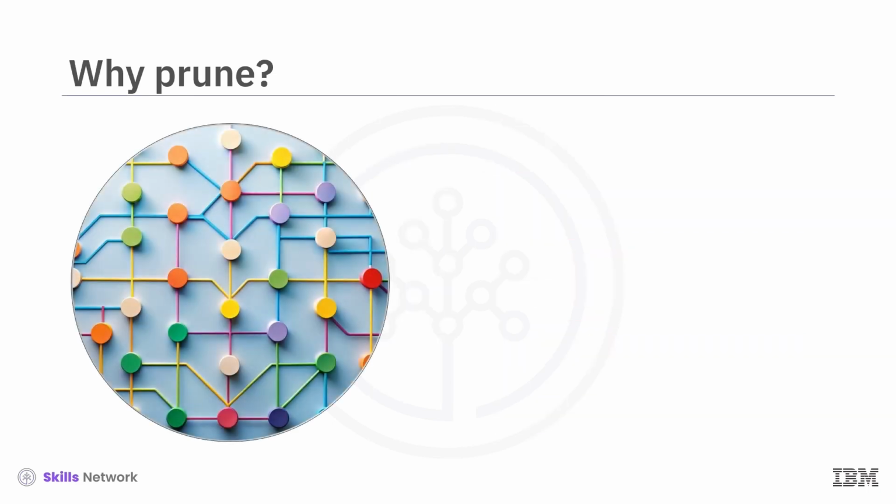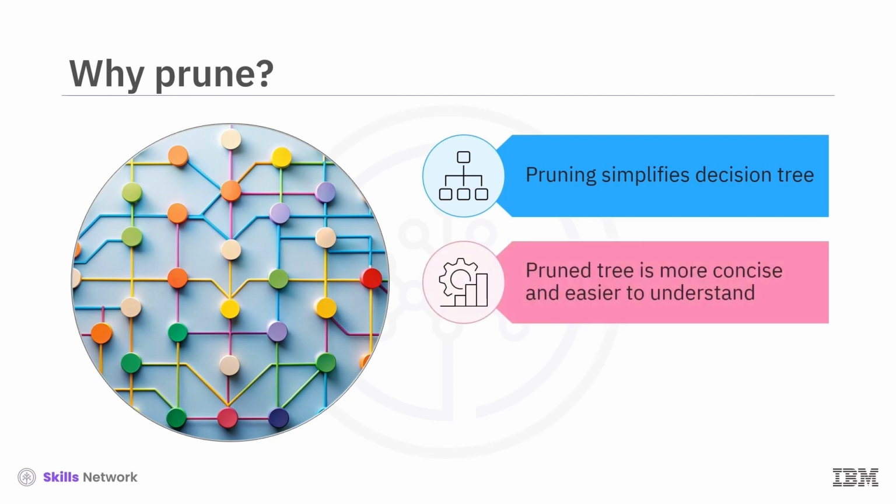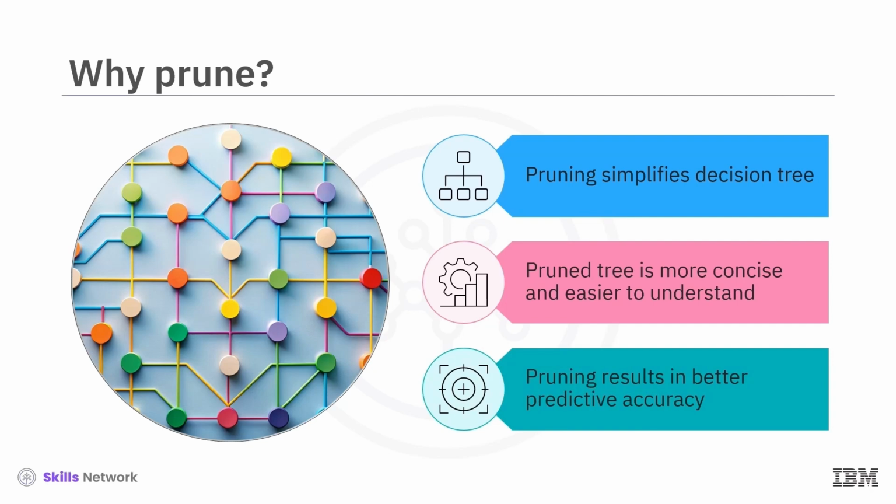There are several reasons why you might want to prune a decision tree. If the tree is too complex, you might be overfitting it to the training data. If you have too many classes and features, the tree might be capturing noise and irrelevant details. Pruning simplifies your decision tree model and makes it amenable to generalization. A pruned tree is more concise and easier to understand. Pruning also results in better predictive accuracy.